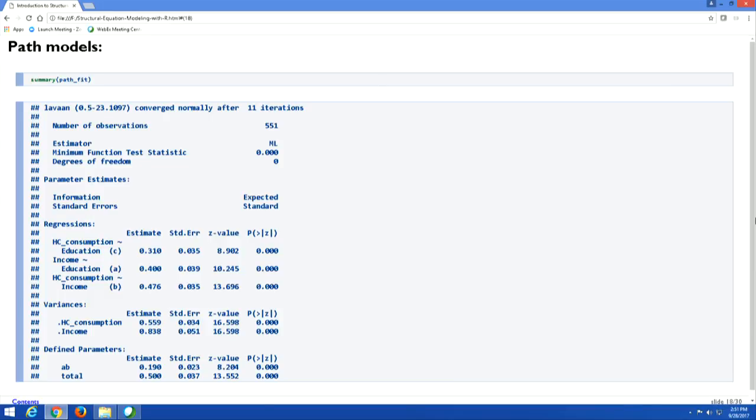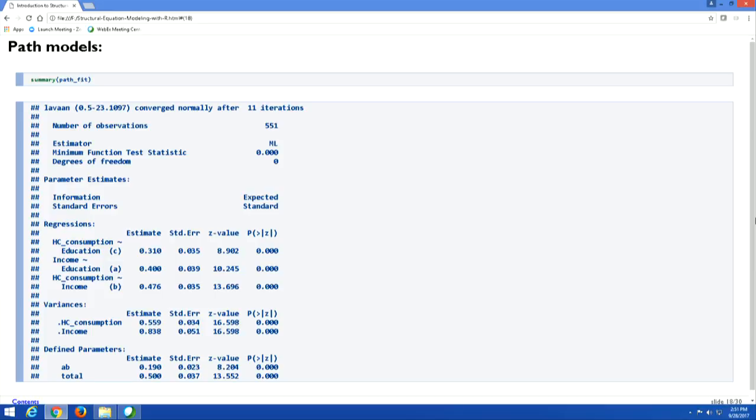And here are the defined parameters. These are the ones that I defined. I just told the software, I want to see these. I want you to calculate it for me because I don't want to have to do it myself. And so AB is the indirect effect, is 0.19. So, and the total effect is 0.5.